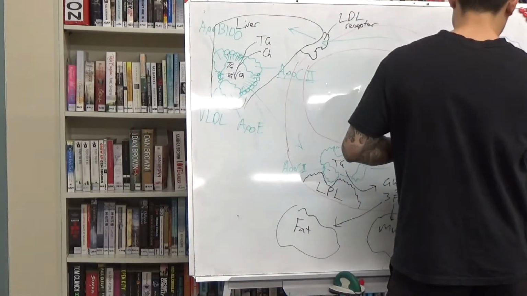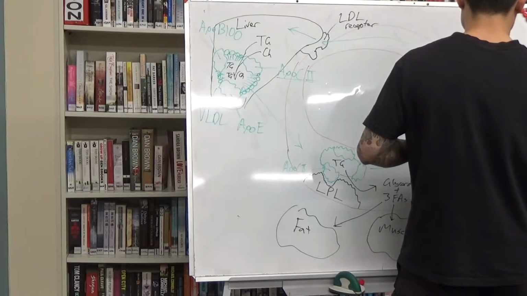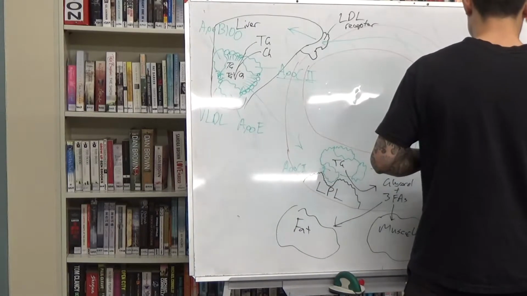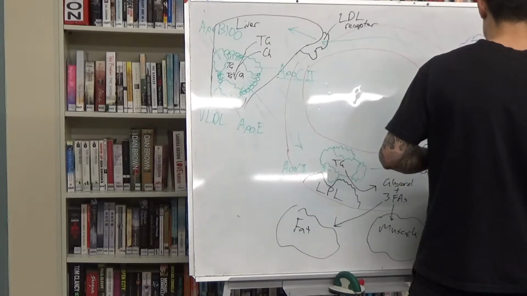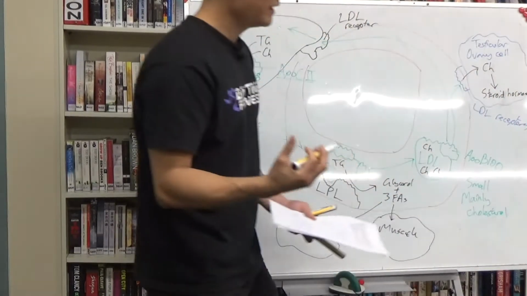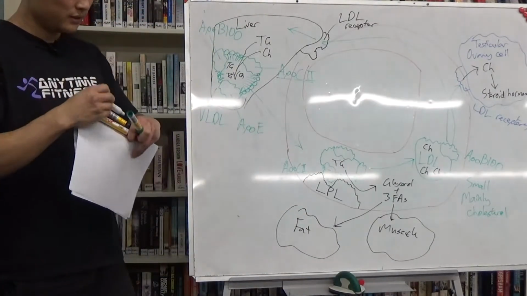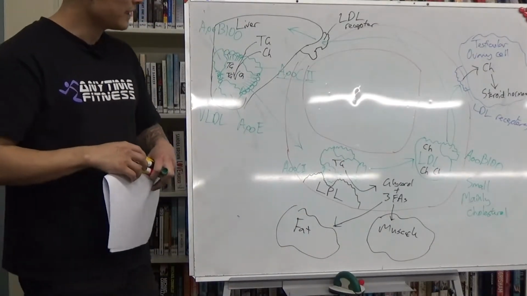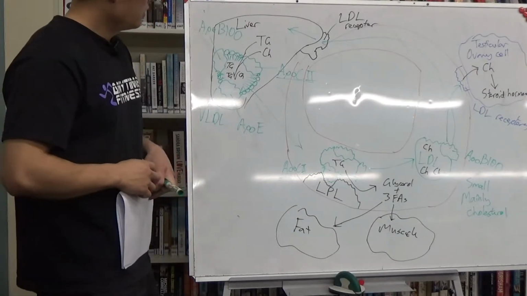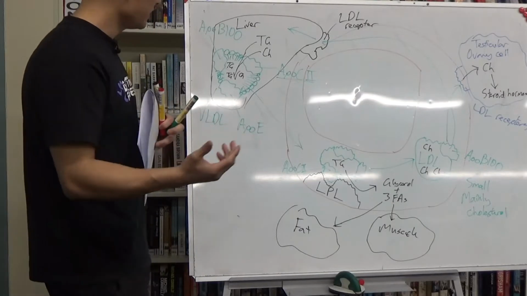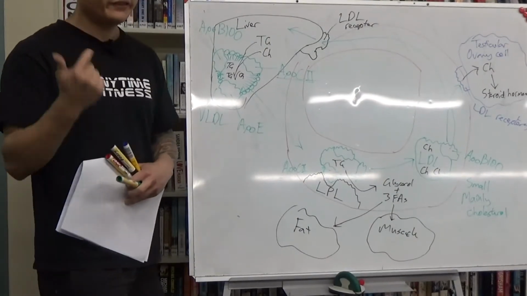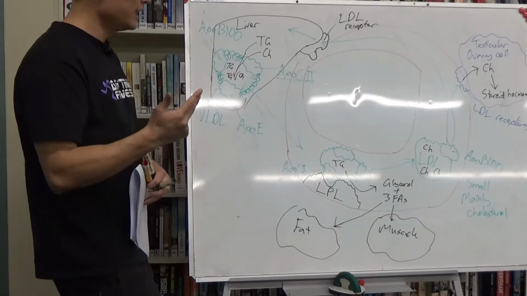So you'll have this cholesterol, which is turned into steroid hormones. That's things like estrogen or testosterone and other things like that. Okay. And then one last thing, so we talked about chylomicrons, VLDLs, and LDLs.